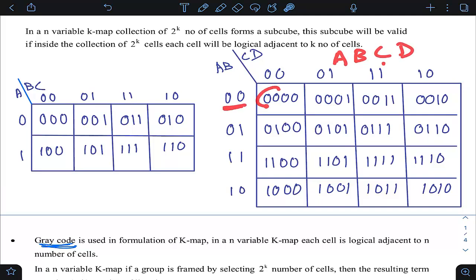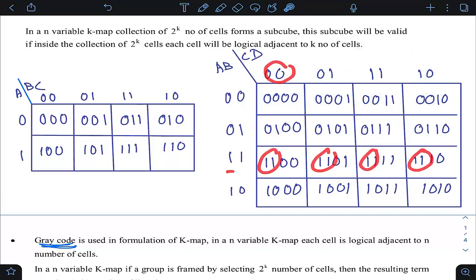So the AB value is 0 0 for this row. Then CD is 0 0, CD is 0 1, CD is 1 1, CD is 1 0. Similarly, for this row, let's say your AB value is 1 1, so you see 1 1 everywhere. Then the corresponding values of CD are written here: 0 1, 1 1, 1 0. Like this. Now, if you find the decimal equivalent of these binary numbers, what do you get?